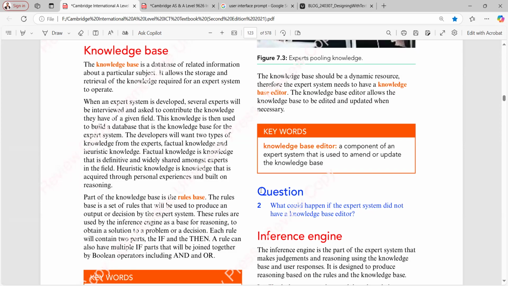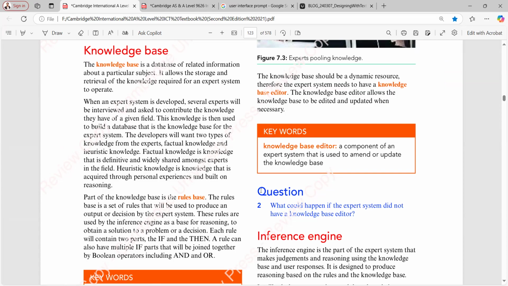Your knowledge base, first of all, is the database of related information where you add all the particular information of one subject into one area and you can access the information. But how is this knowledge base developed? The knowledge base is developed where you take information and knowledge from different sources, from different websites, from different documentations, or even from people as well. You can take the information based on interviews, or surveys, right?